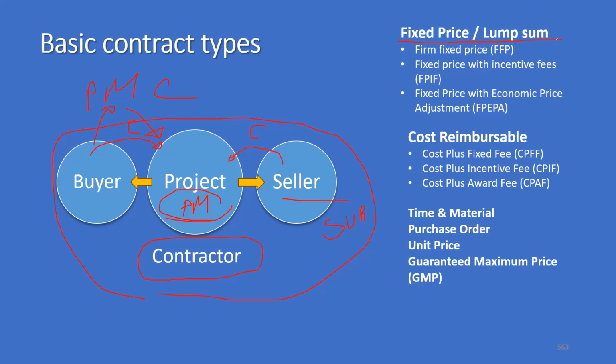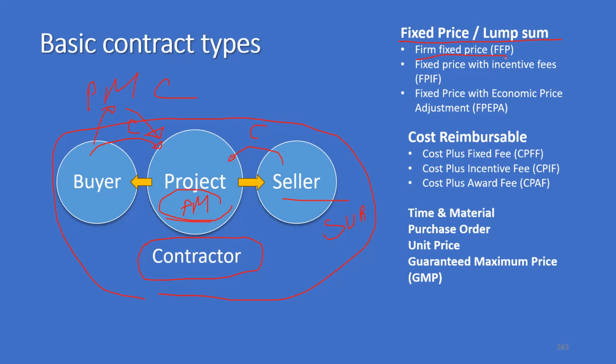In all fixed price contracts, the cost risk is high for the seller, because the buyer knows exactly how much he has to spend, whereas if the actual cost of the project exceeds the quoted price, the seller can make a loss. So the cost risk is high for the seller in fixed price contracts. And we have variations of fixed price contracts. We have firm fixed price. That is just one amount.